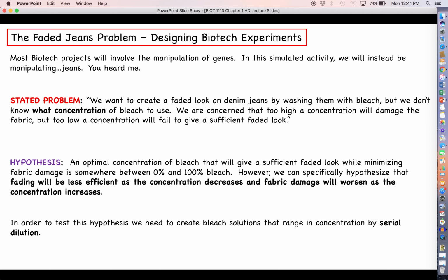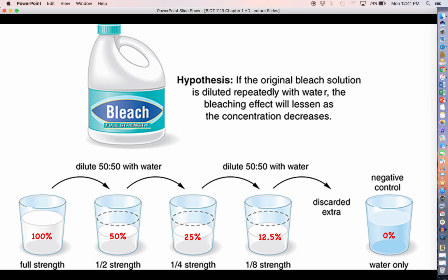So in order to test our hypothesis here, to actually determine what is the optimal concentration of bleach to use, we are going to create bleach solutions that range in concentration. And this is a technique called serial dilution, which we will be talking about later in the semester. So basically the way a serial dilution works is you start with a stock solution. In this case, we are dealing with 100% bleach. And then you basically just start making one-to-one mixtures with water or some other solvent, depending on what you want.